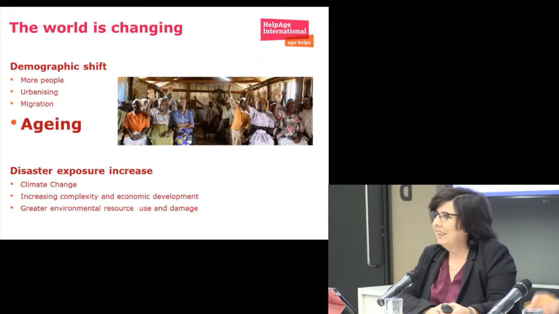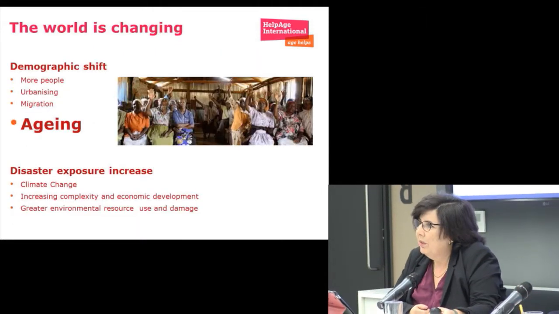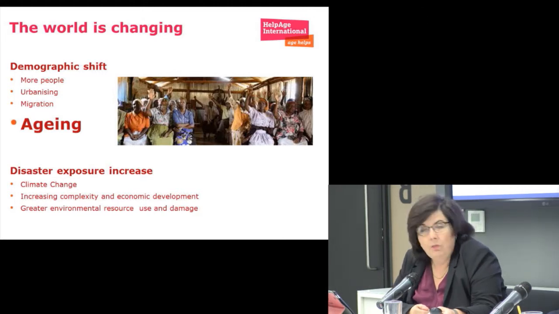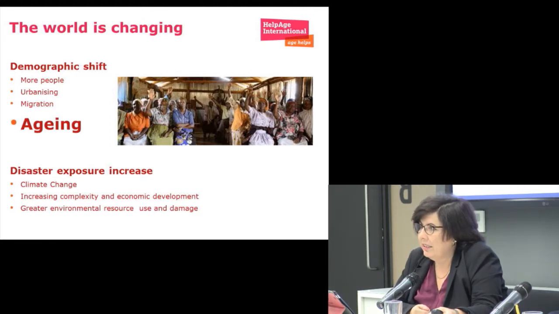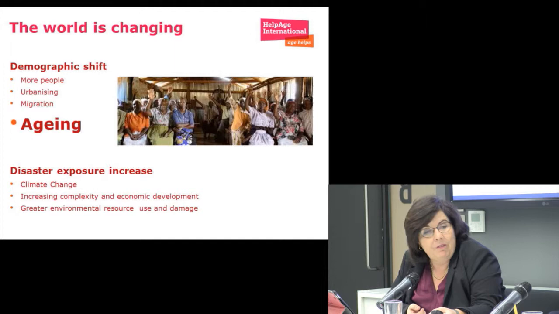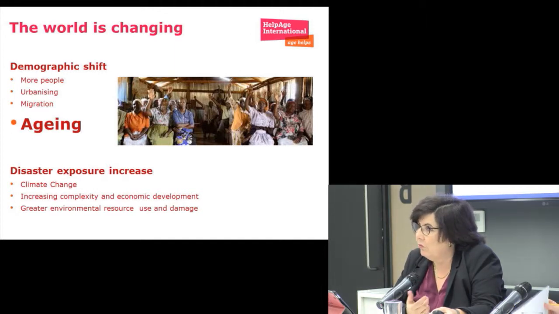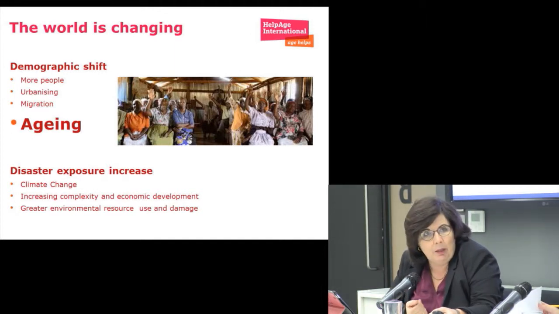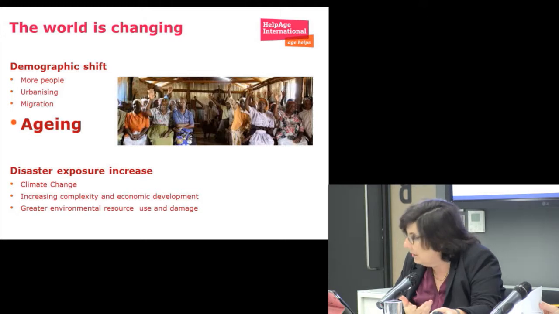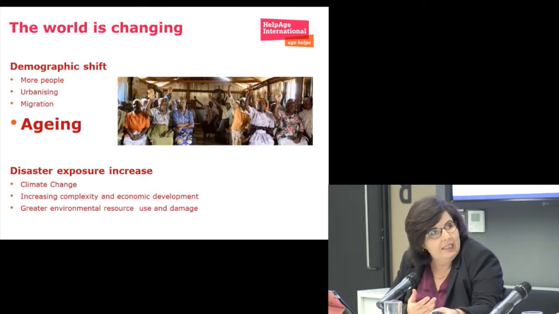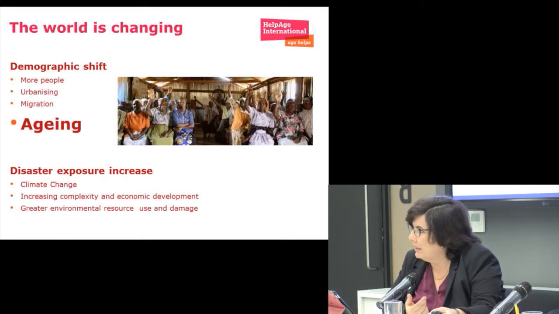So aging is one of the population dynamics and trends happening now, and a very significant one. Obviously we are looking at an increasing number of people overall, still population growth, urbanization, and migration as other population dynamic trends, and aging is a significant one. I'll give you some very quick data which Chris has in part introduced.